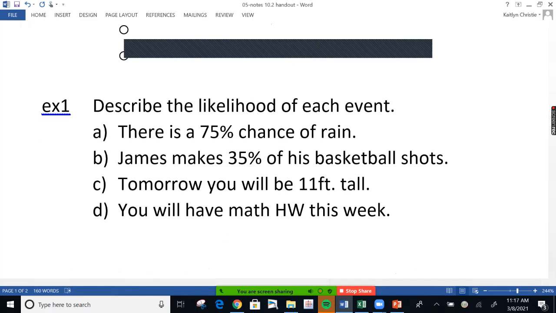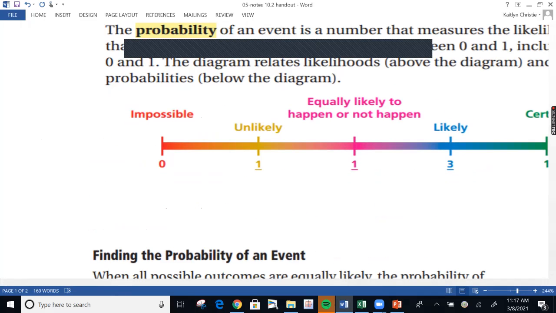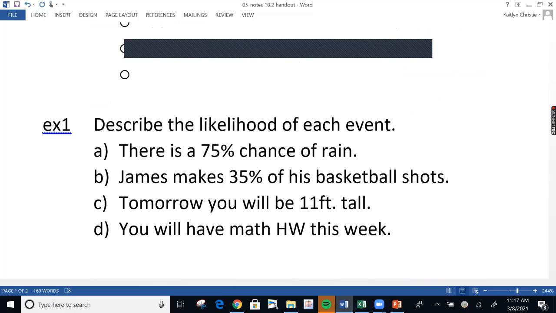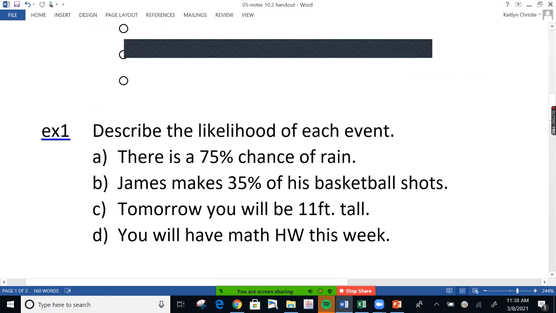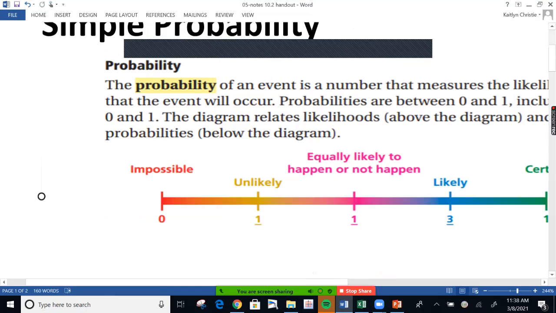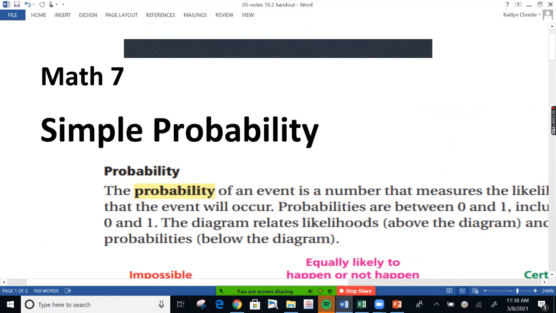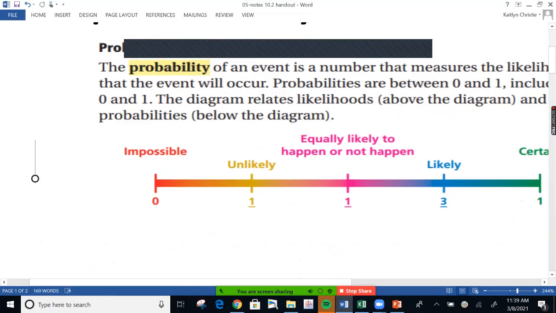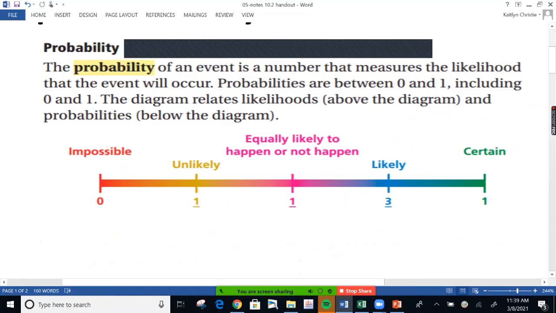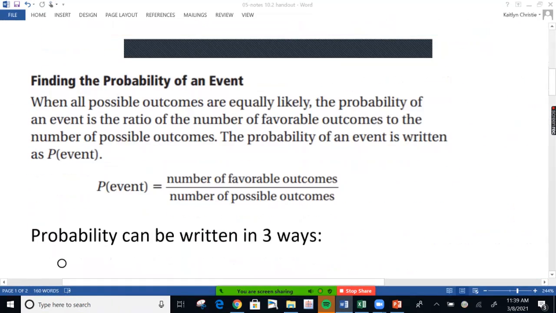So we're going to describe the likelihood of each event. We're going to think back to that diagram, that colorful one up here, and we're going to describe the likelihood of the event. So if there's a 75% chance of rain, where does it fall on the diagram? So let's look back up at that chart. Since it is a 75% chance, I don't have the notes anymore because I erased them, but you can look at this and I know that 75% fell on this line right here, which is a likely event.